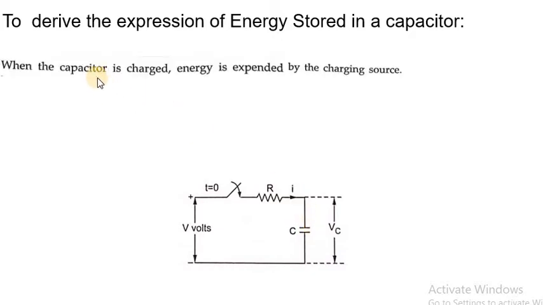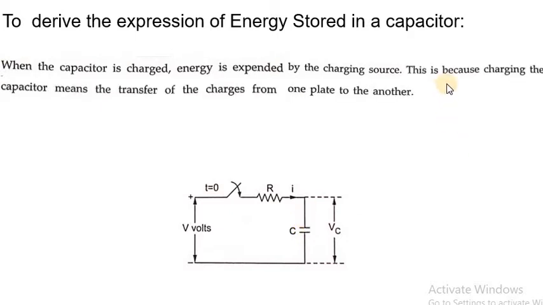So when the capacitor is charged, the energy is expended by the charging source. In easy words, the capacitor is going to charge by taking the energy from this supply source. So the source is giving the energy to the capacitor C. Now, charging the capacitor is nothing but what? It is nothing but transferring the charge from one plate to another plate.